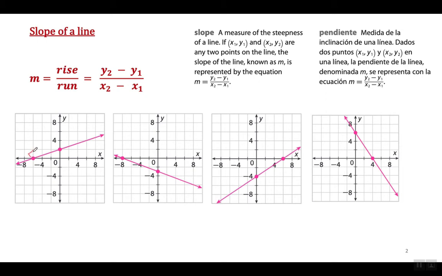Actually, let me draw it like this. The rise going like this would be a distance of 1. We're going from this point to this point. Going up, it's a distance of 1, and going horizontal would be a distance of 3. So it's the rise on the top and the run on the bottom. So the slope of this line would be positive 1 over 3. The slope is represented by the letter m. So that means that the slope equals 1 over 3.